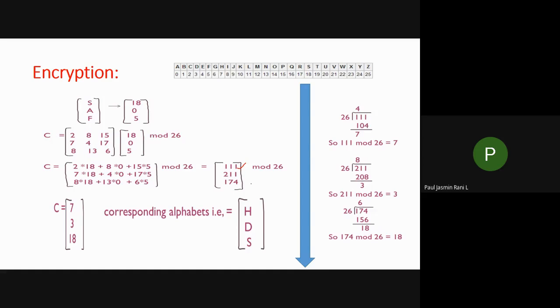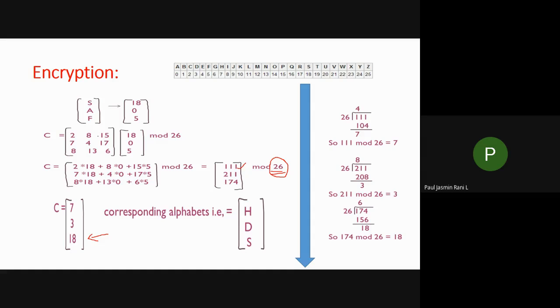And why are you doing the mod function? Because you have only 26 alphabets, that is, numbers only from 0 to 25. Therefore, you have to do the mod function with 26. After doing this, you will get the numbers 7 3 18. It's your answer. For these numbers, you find the corresponding alphabets H, D, S.